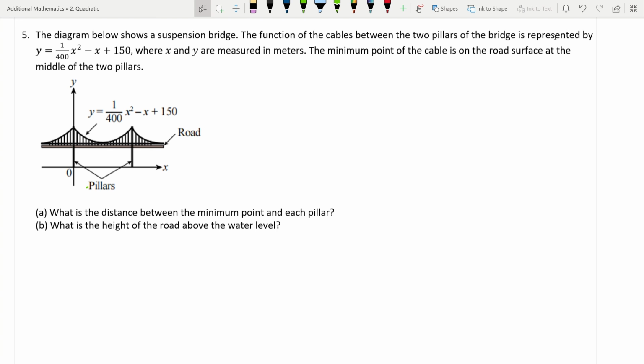Question 5. The diagram below shows a suspension bridge. The function of the cables between the two pillars of the bridge is represented by y equals 1 over 400 x squared minus x plus 150, where x and y are measured in meters. The minimum point of the cable is on the roof surface at the middle of the two pillars. This is the x-axis, and this is the y-axis. The curve is over here, and the pillars are here.